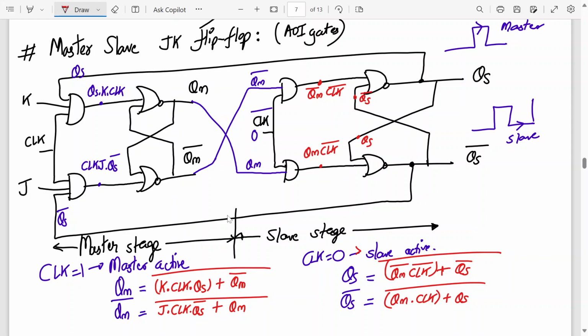Right, sir. No, there's a mistake, there should be a clock bar here, clock bar. Yes, clock bar. So we need to implement these equations using static CMOS logic. The master stage will require two stages, QM and QM bar, and the slave stage also requires two. Also, all of them will be connected together. Sorry? To draw them separately or together? Two for master, QM and QM bar together, QS and QS bar together.